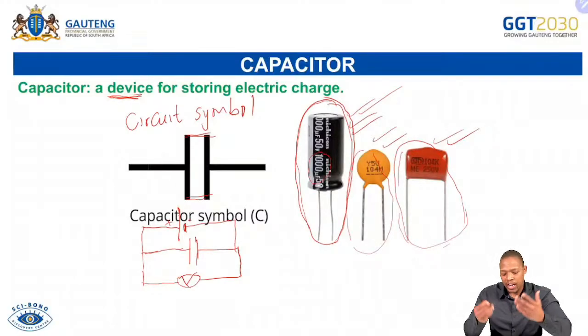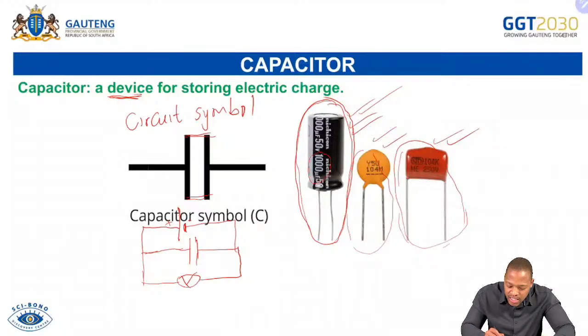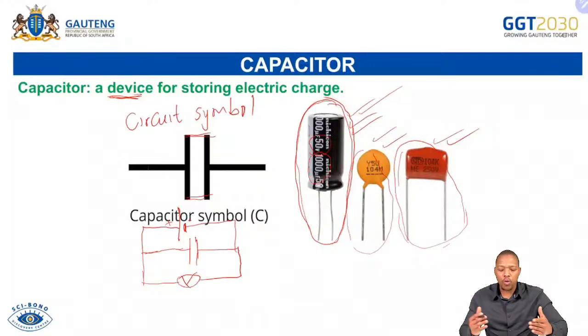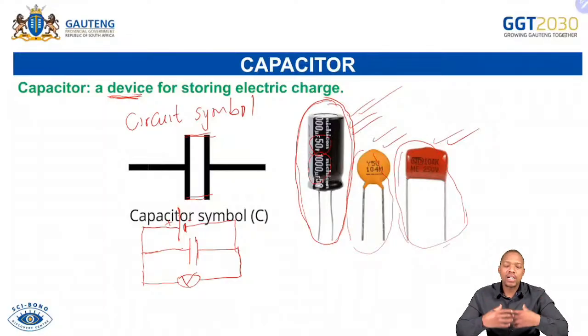That's microfarad. Let me just say it. They are rated 50 volts, 1000 microfarads. These capacitors are rated. You've seen them before. They are soldered in that motherboard. You never knew what they are. Now you know they are capacitors.